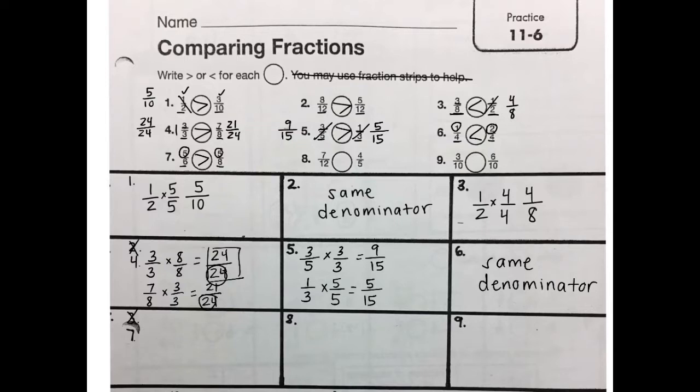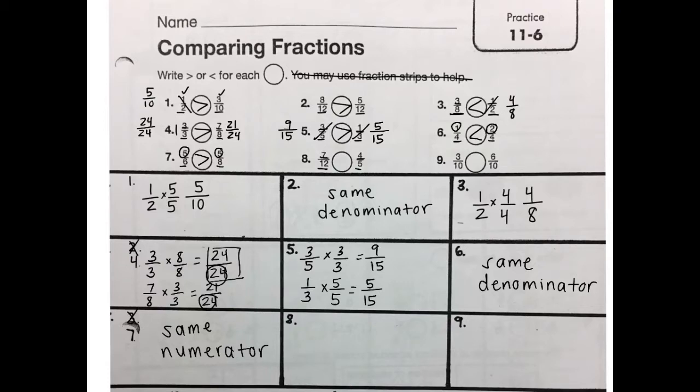So 5/6 is greater than 5/8. For number 7, I can write same numerator. Let's look at number 8. 7/12 compared to 4/5. Check the denominators, 12 and 5, different. Check the numerators, 7 and 4, different. So I'm going to have to make an equivalent fraction.